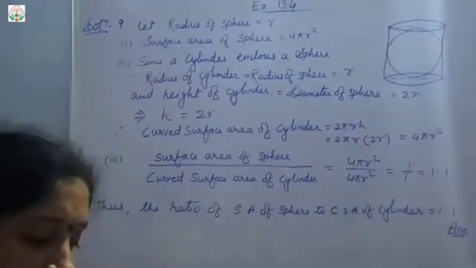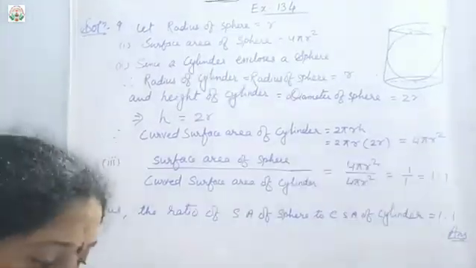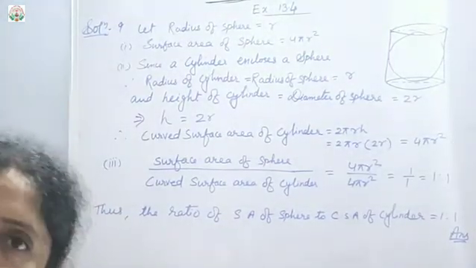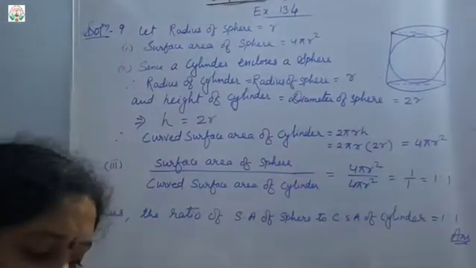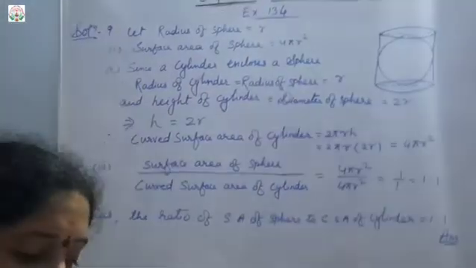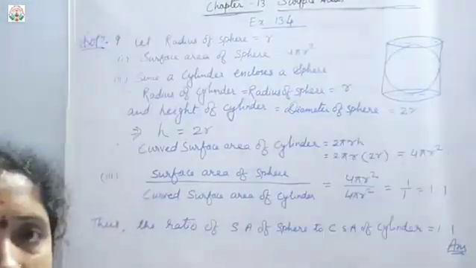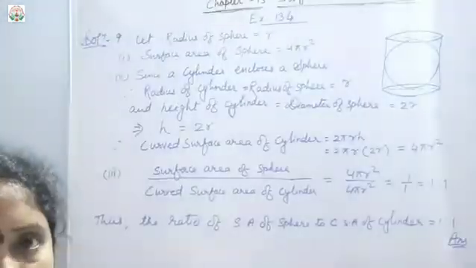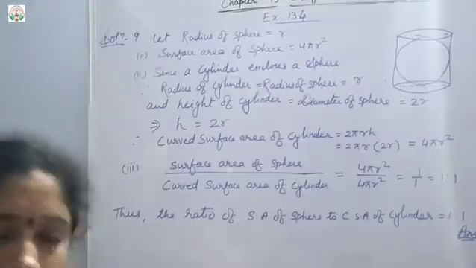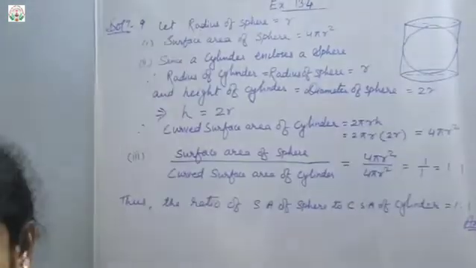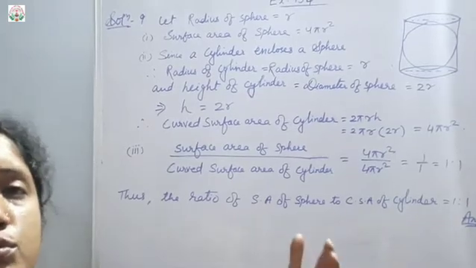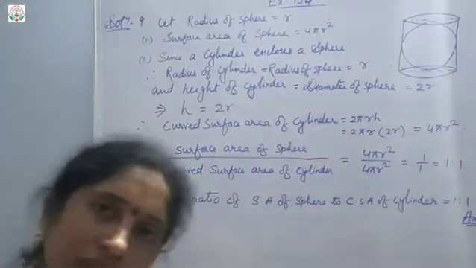A right circular cylinder just encloses a sphere of radius r. Find the surface area of the sphere. Second part, the curved surface area of the cylinder. And third, what you have to find? That is the ratio of the areas obtained in the first and second parts. That means the ratio of the surface area of the sphere to the curved surface area of the cylinder.